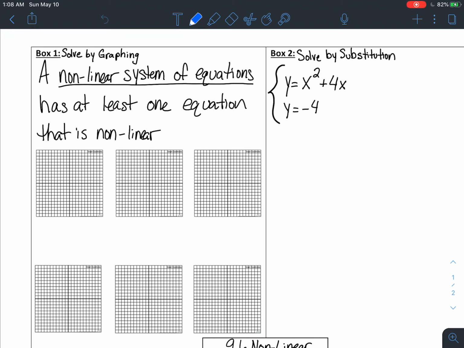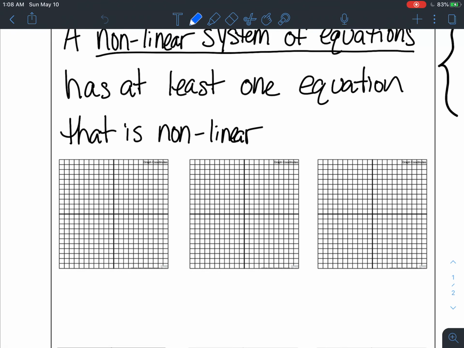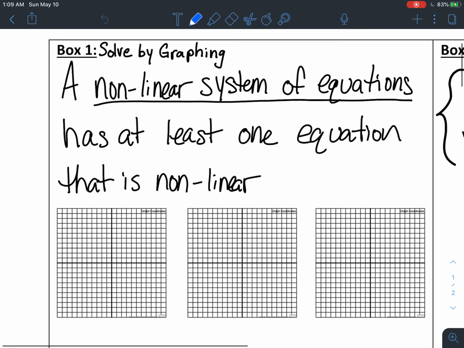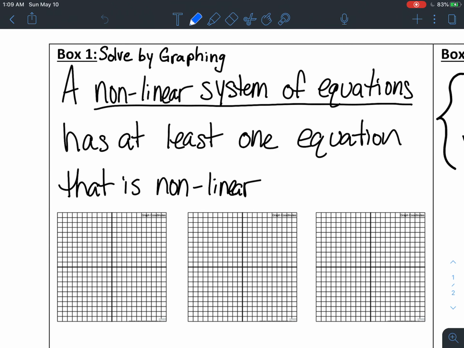We'll talk through graphing real quick, because it's more a case of what it looks like. If you know how to graph the 2 equations, you can always do that. But we're going to look at the 3 different possibilities for what the equations could look like.